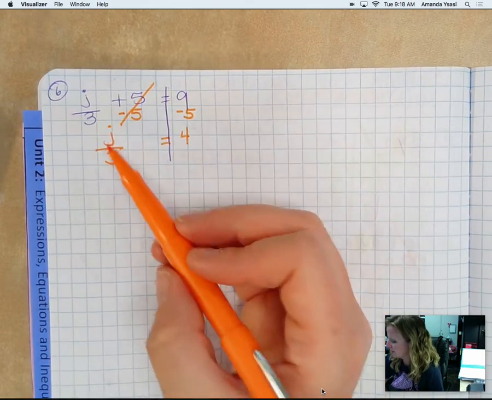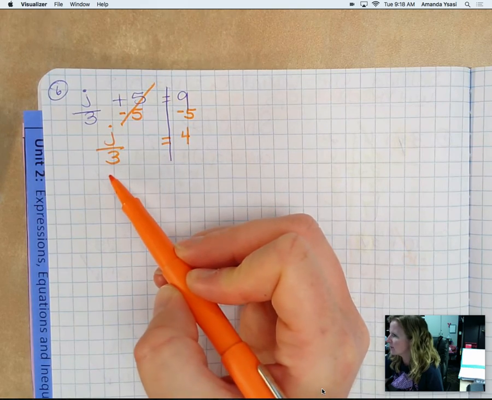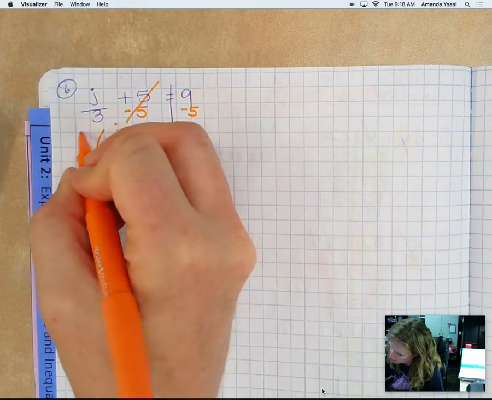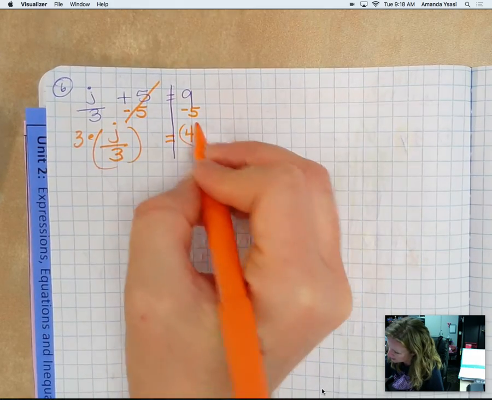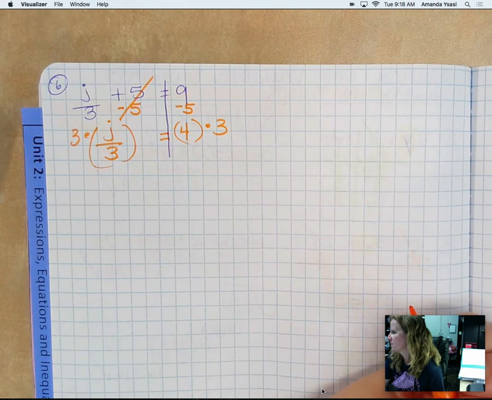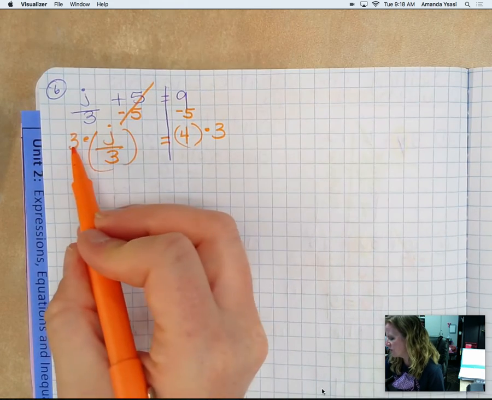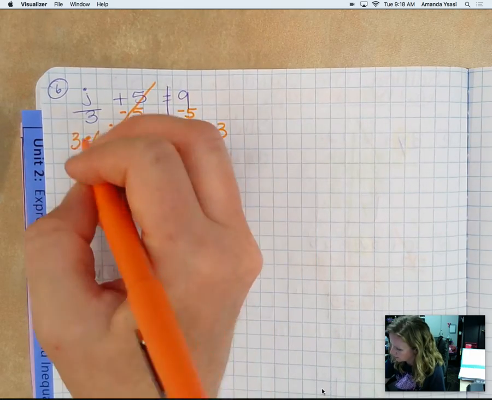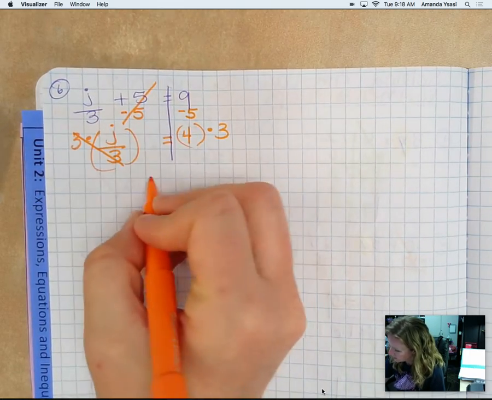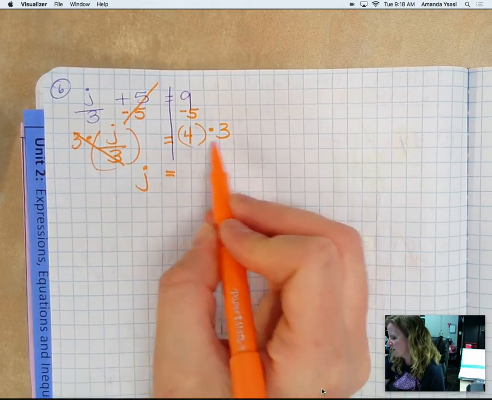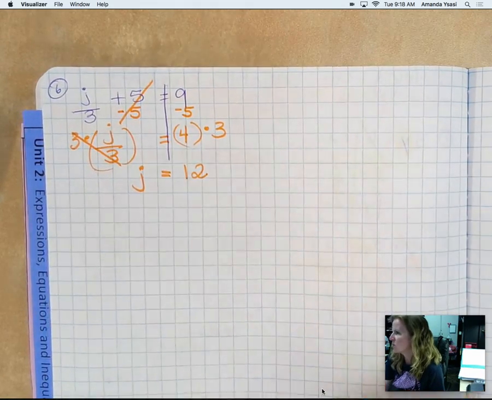So now we need to do the inverse of j divided by 3. What's the opposite of dividing by 3? Multiply by 3. Then we have 3 over 3. What does that end up equaling? 1. So that just leaves me with j equals 4 times 3, which is 12.